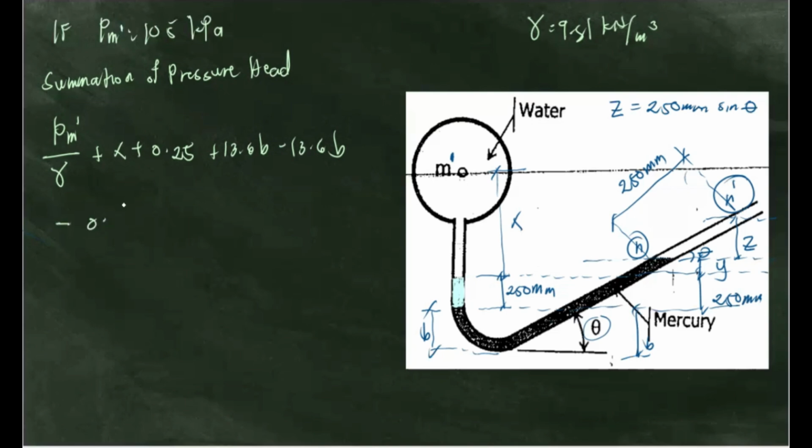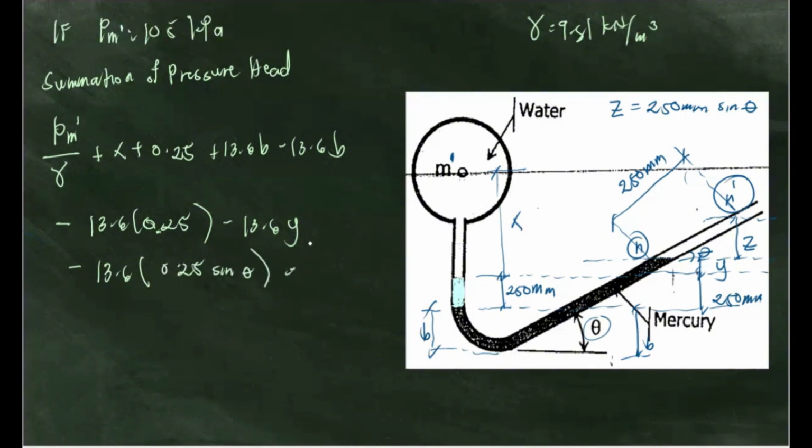Let's put the specific gravity first so it's uniform. Minus 13.6 times 0.25. And then minus 13.6y. Then minus 13.6z, which is 13.6 multiplied by z, 0.25 because millimeters, let's make it meters, sine theta, equal to P sub n prime over gamma. And we know that if exposed to the atmosphere, P sub n prime is 0. So this is 0 now. Now, simplifying our equation.